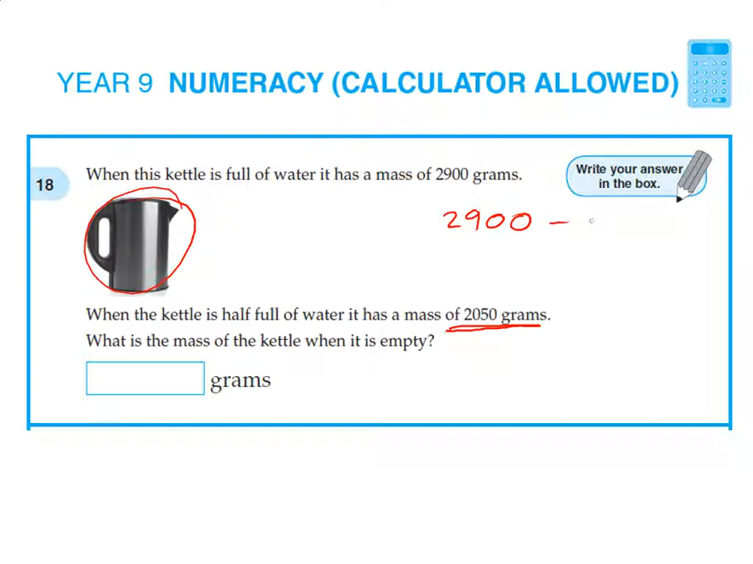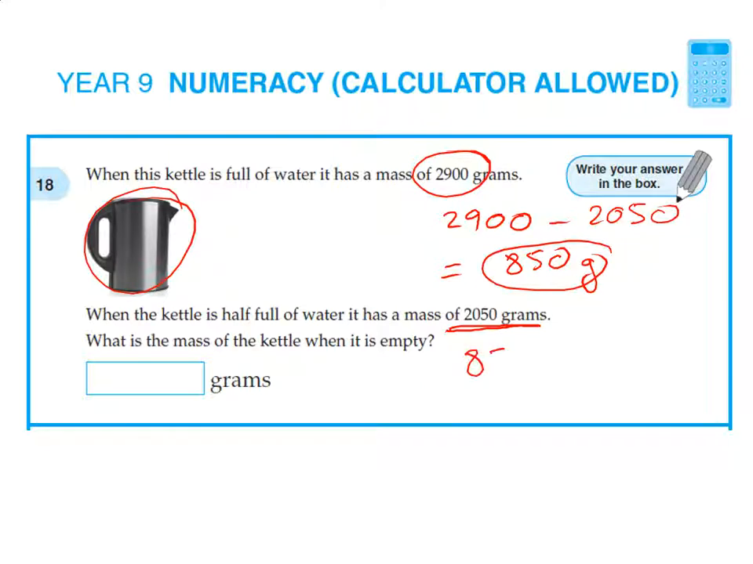So you're allowed to use a calculator, so you just minus 2,050, okay. You should get 850 grams. Okay, now 850 grams, you know what that means? This means that 850 grams is only water. So the water weighs this much only, it doesn't include the kettle. Because this is full, it will have this much, including the kettle. So I need to find the full water first. So what I do, 850, I times by 2, okay, I will get 1,700 grams.